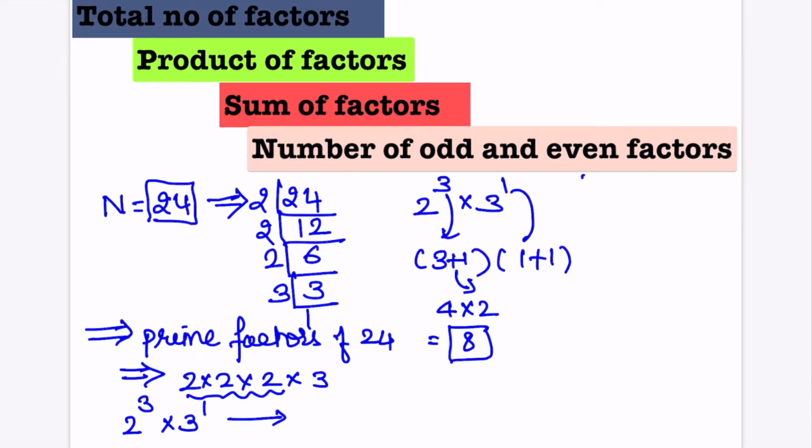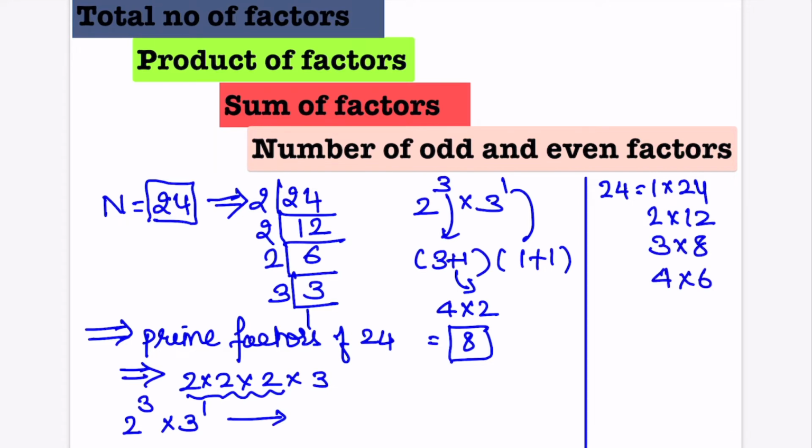Now if you want to check it with the normal method of finding factors, let us say factors of 24: 1 into 24, 2 into 12, 3 into 8, 4 into 6. So the total factors of 24 are 1, 2, 3, 4, 6, 8, 12 and 24, which is also equal to 8. So you see that we can find out the number of factors of any number orally using this formula. Now let us see how this formula works.